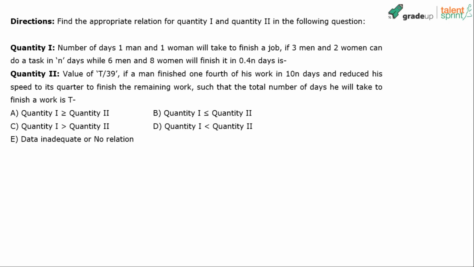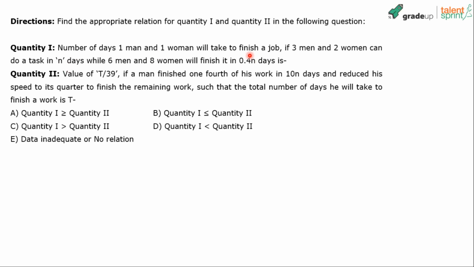Now this time it is again a similar question, but time and work is involved. What he says, quantity 1 is the number of days one man and one woman will take to finish a job. If 3 men and 2 women can do the task in n days, while 6 men and 8 women will finish it in 0.4 n days. So basically absolute numbers have not been given. We have been given values in terms of n, right?